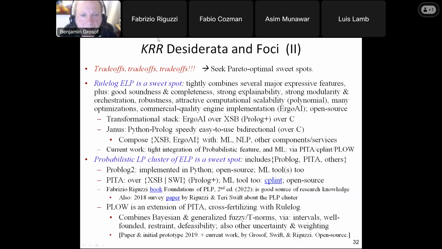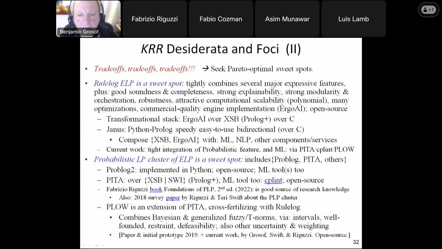Now, in general, there are a number of desiderata that are important for neurosymbolic or for combining KRR with ML. And in the choice of KRR, the design of KRRs, and the choice of how to hybridize or combine KRR and ML, there are trade-offs. So it's important to seek Pareto optimal sweet spots. You're not going to get everything you ideally want. So one cluster that is a sweet spot is the Rulog ELP. Another is the probabilistic cluster.